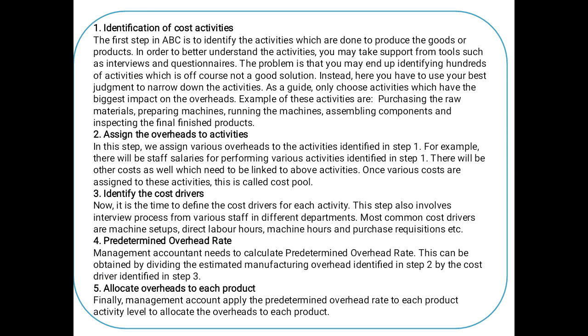First step is to identify the different activities which are performed by the firm for producing a product, services or goods. So this is the first step. According to that step, the firm or organization identifies what activities are performed for producing a product, goods or services.